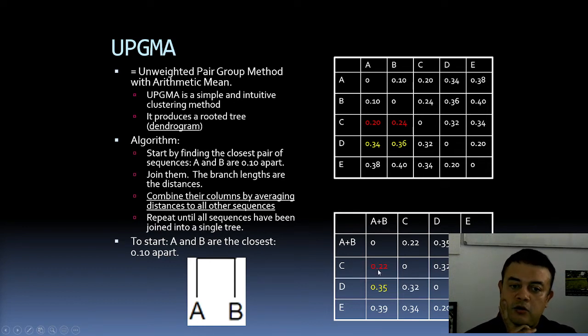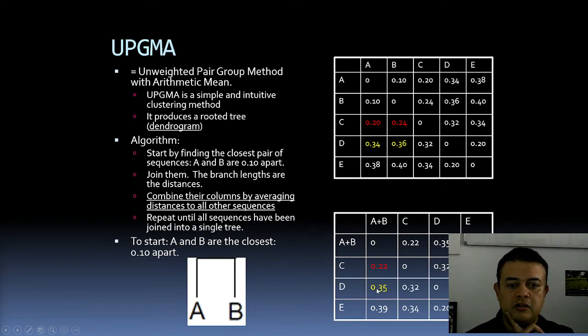Now how do you calculate the distance? A to C is 0.20, B to C is 0.24. Now A plus B to C is in between these two: 0.2 plus 0.24 divided by 2, or just in between 0.2 and 0.24, this 0.22. That is why the arithmetic average is considered for the UPGMA. I hope it's clear. So A plus B to C you calculated, similarly A plus B to D.